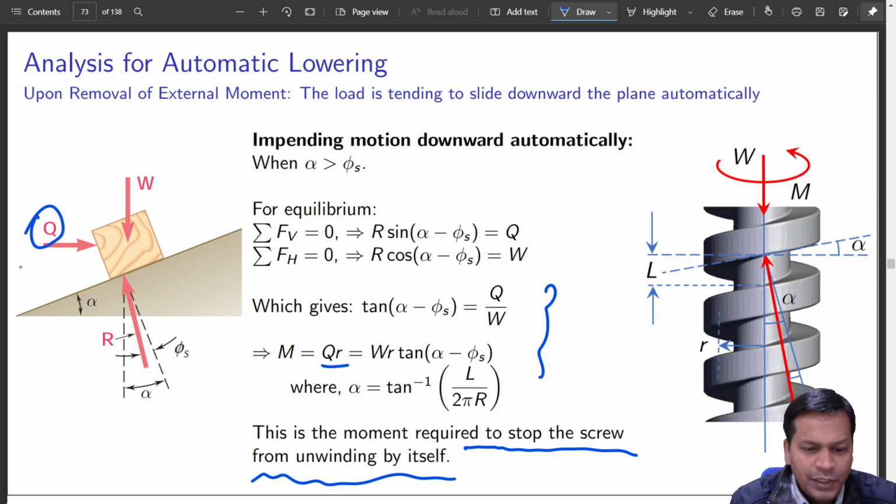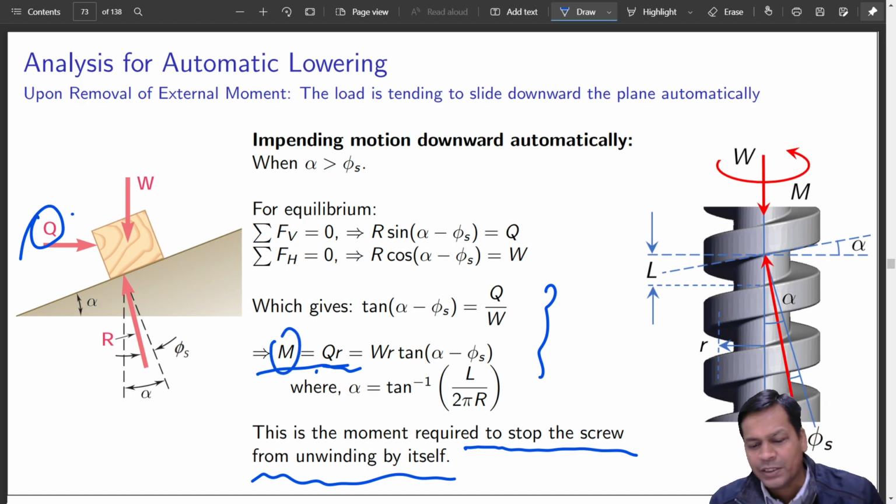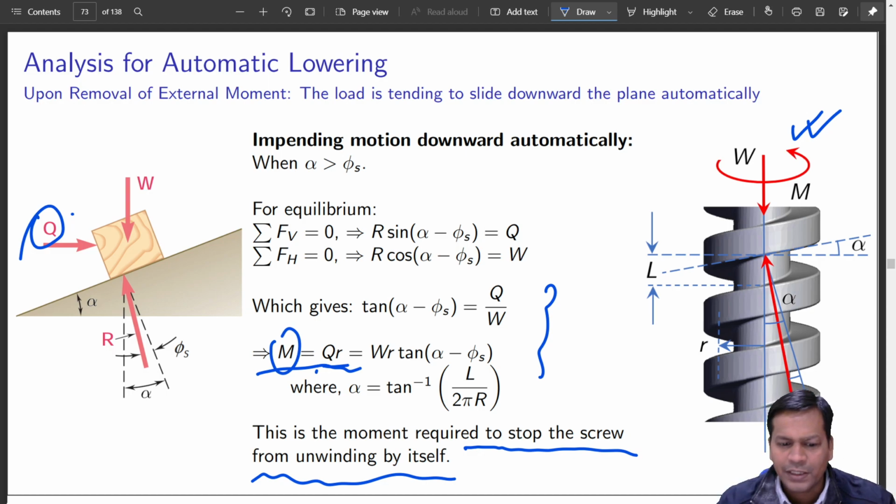QR is the moment. Q is the force that is required to hold it in position. So QR is the moment that is required to hold it in position. Ultimately, QR should be equated to the external force P into A, to hold it in place, or just the moment you can call. This is the moment that is required to stop the screw from unwinding by itself. All the figures are similar, but the situations are different. It looks similar but they are not. I'll share this so that you can analyze it carefully.